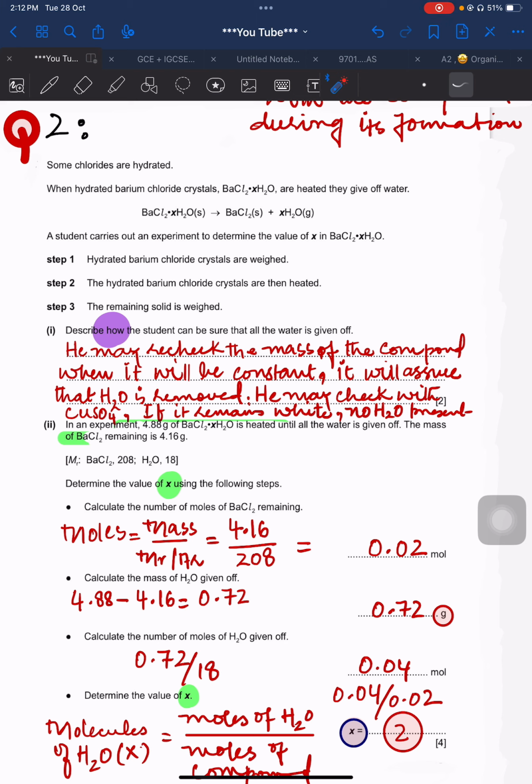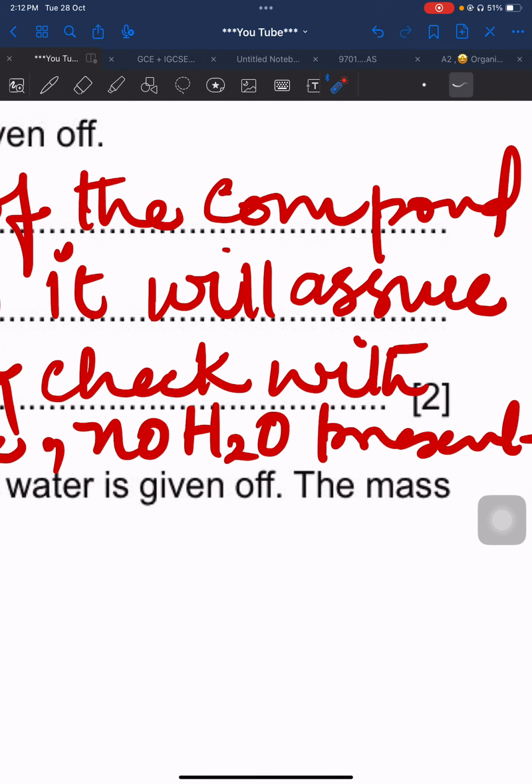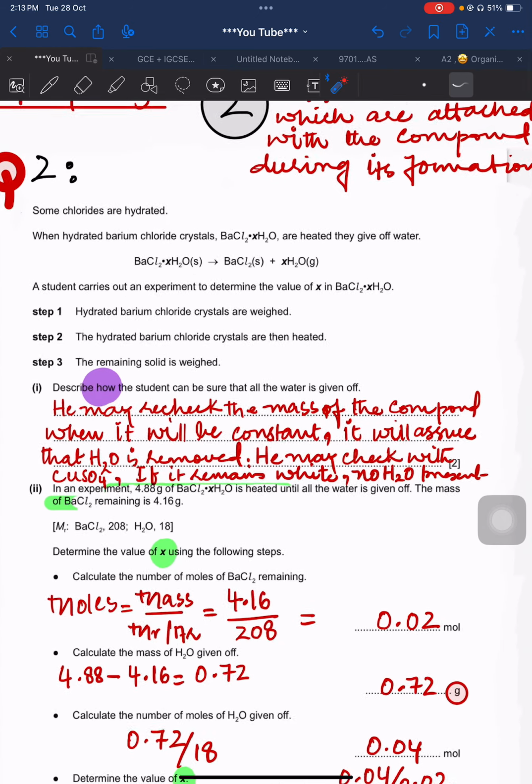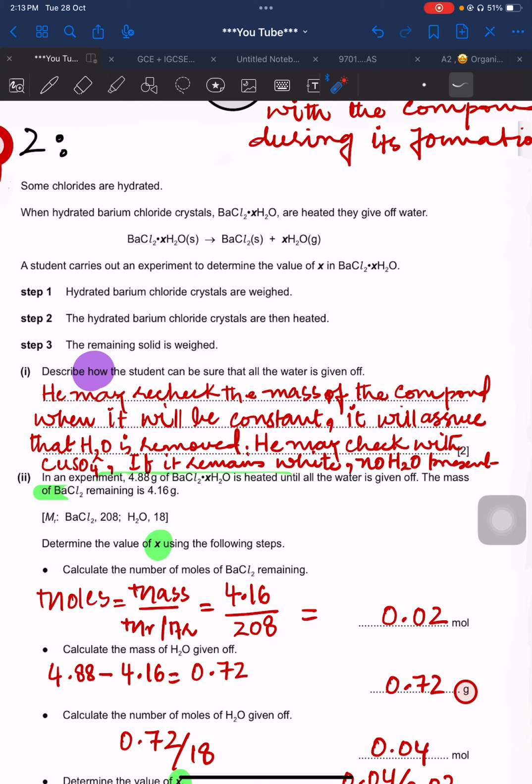Describe how the student can show that all water is given off. Guys, I'm going to zoom in a little bit so that all of you can look at the marks. These are 2 marks associated with this question and 3 lines are there. Guys, can you look at my working? I am filling up this whole space as much as possible.